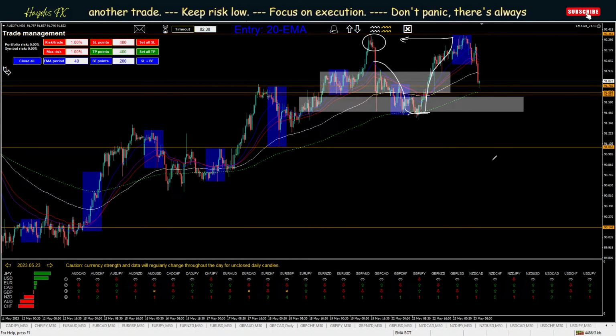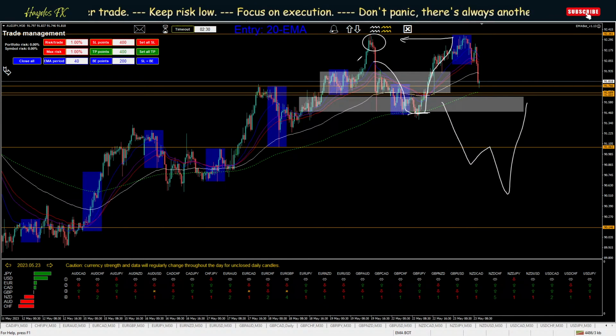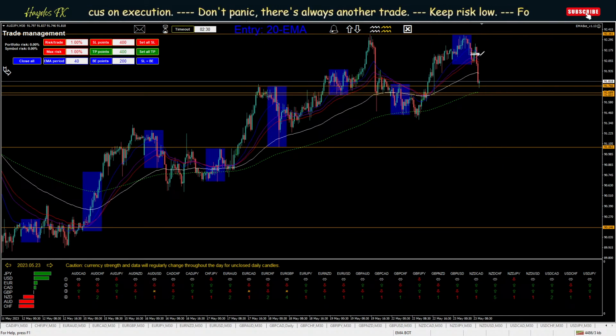So this is your triangle. Remember the triangle is often like this. It came down, up, down, up. So it doesn't really need to do anything from here. Could do what it wants. We've got clean candles coming down though.